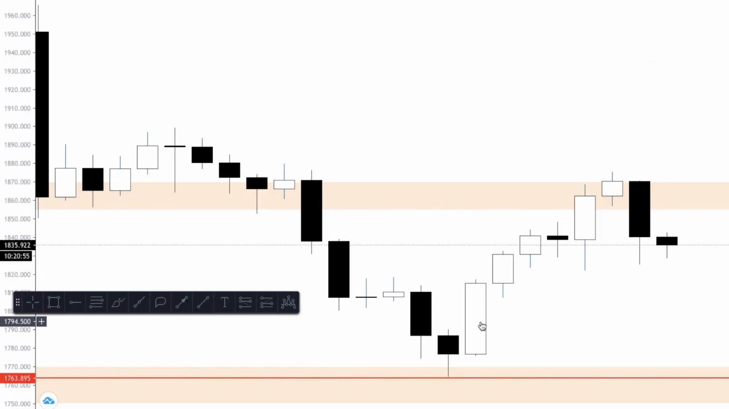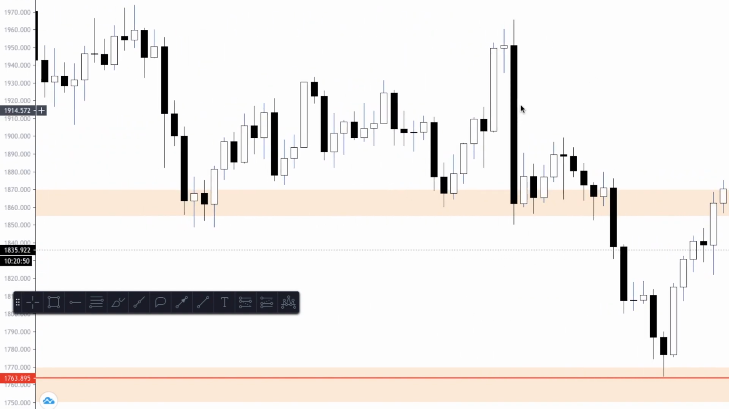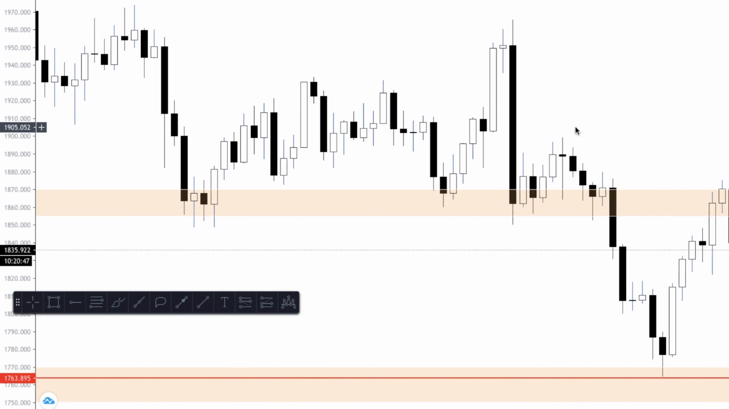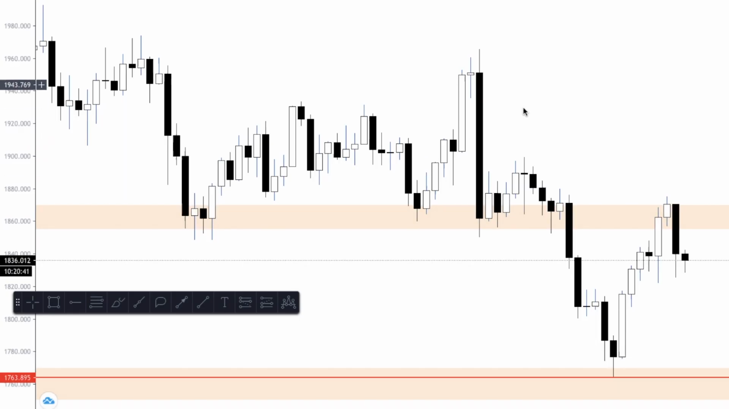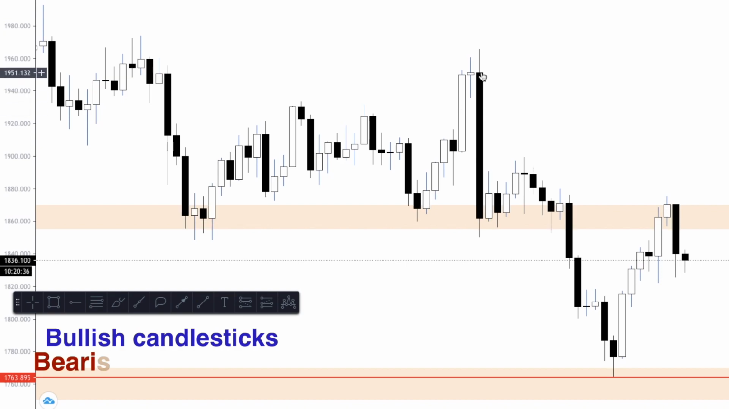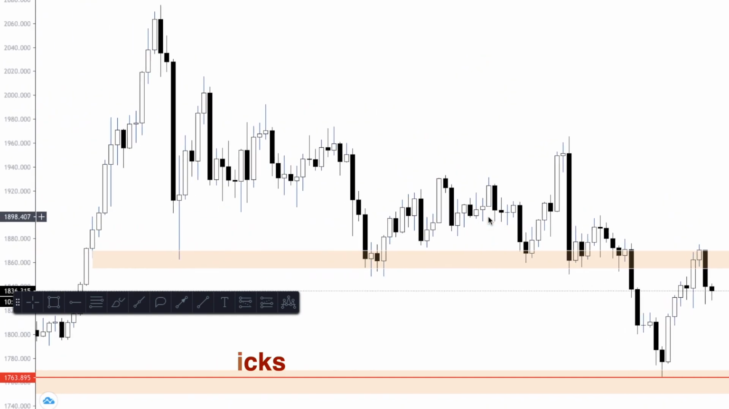Now you may be wondering, why are there different colors to my candlesticks? Well, because there are two different types of candlesticks, the bullish candlestick and the bearish candlesticks. In my chart, the white candles are the bullish candlesticks and the black colored candles are the bearish candlesticks. And basically a bullish candle represents that the price is moving up or the buyers dominated that particular trading session. And the bearish candlestick represents that the price is moving down and the sellers dominated that particular trading session.